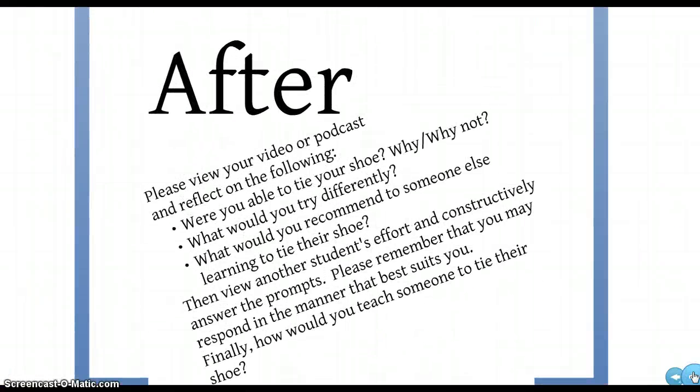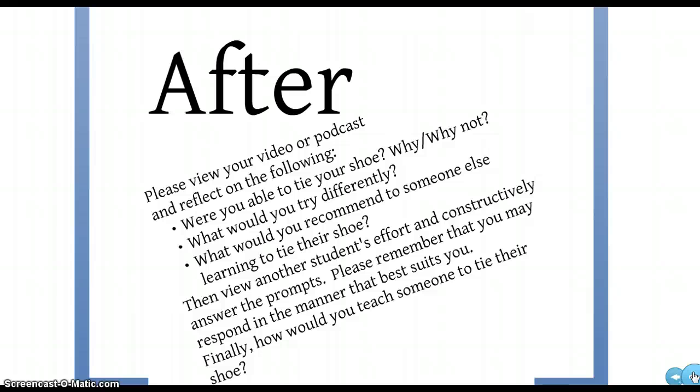Then we have reflection afterwards. And I'm sorry, reflection is not in the screen at the present time, but they're going to view the podcast or video and reflect on, were they able to tie the shoe? Were they successful? If they were successful, why were they successful? Why weren't they successful? What would they try differently? What would you recommend to someone else that's learning to tie the shoes?